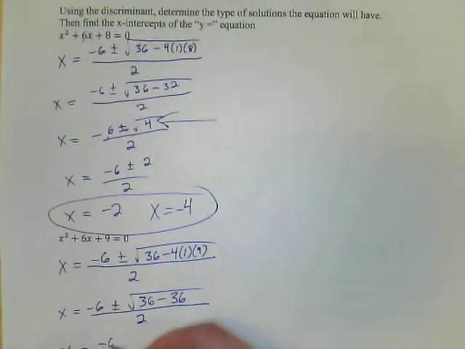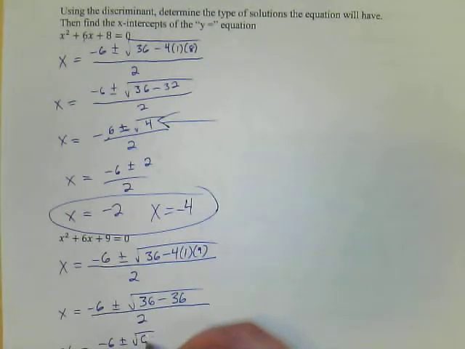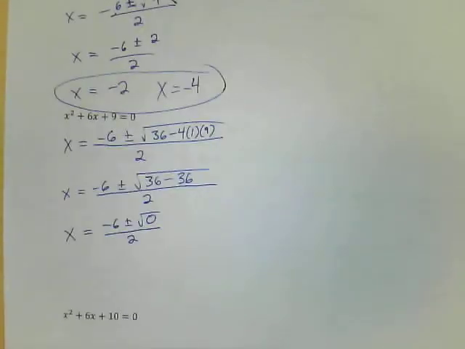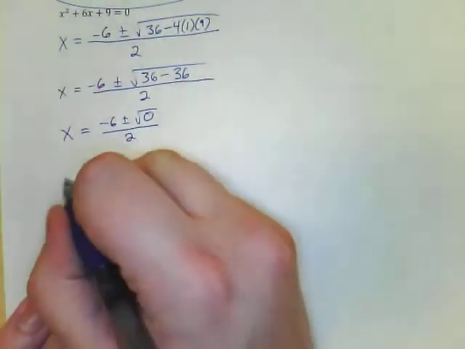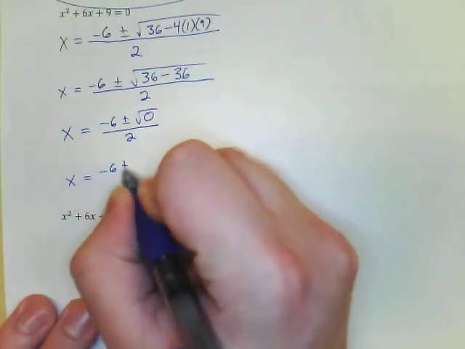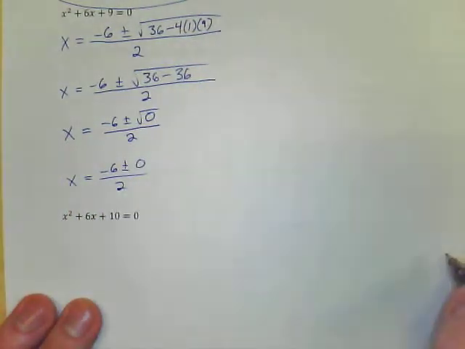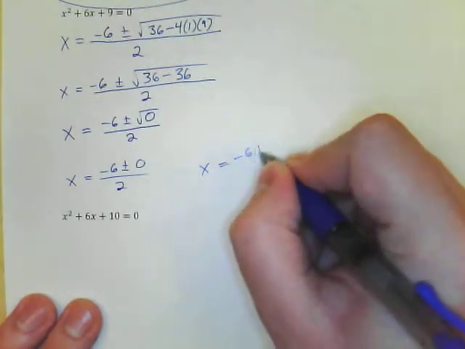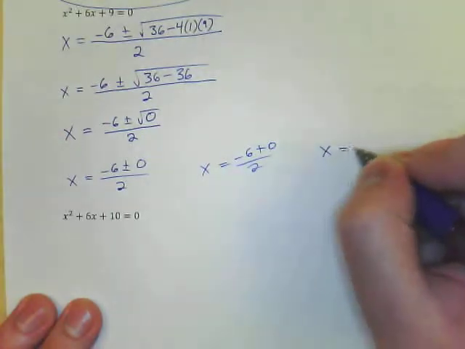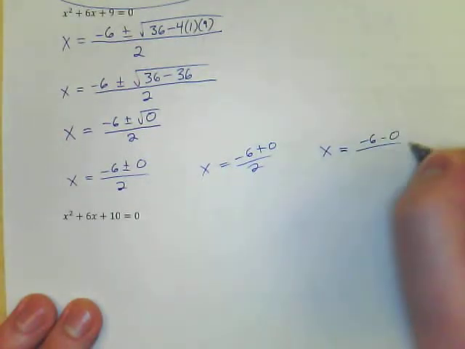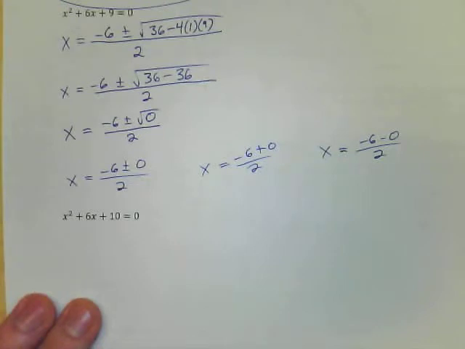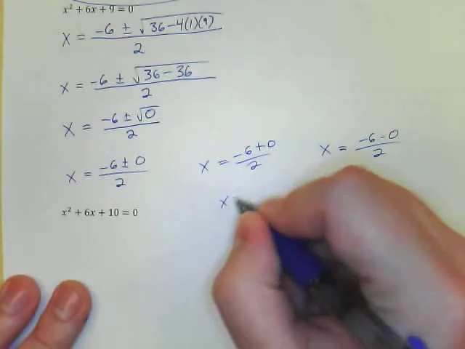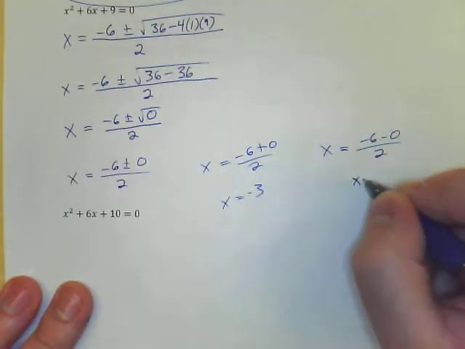And so what we end up with then is negative 6 plus or minus the square root of 0 divided by 2. Well, the square root of 0 is 0. So what we really have then is negative 6 plus or minus 0 over 2. Well, we could again break this apart into two separate equations. We could get negative 6 plus 0 over 2 and negative 6 minus 0 over 2, but these are really the same thing. If you add 0 or subtract 0, nothing changes. So these are both going to be negative 3.